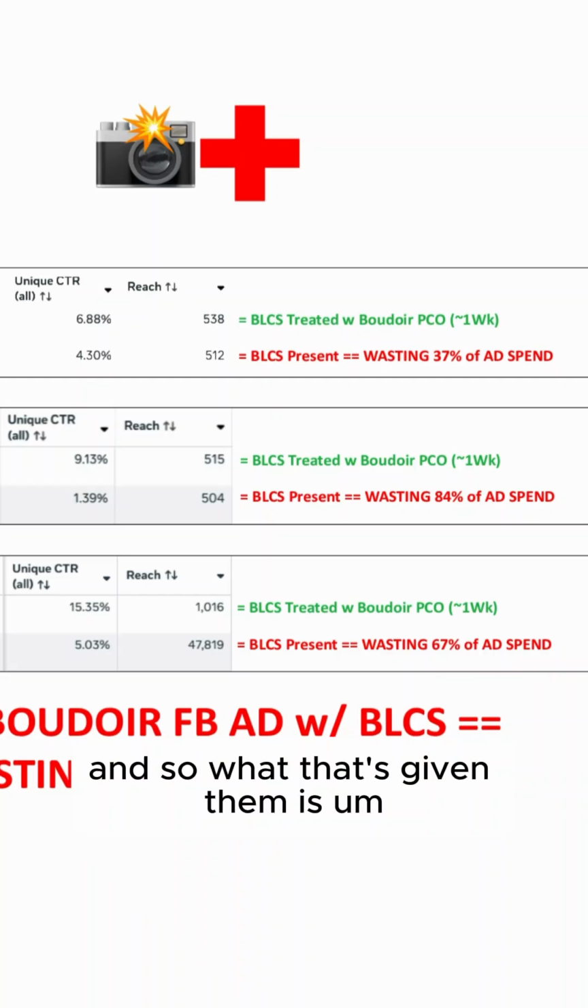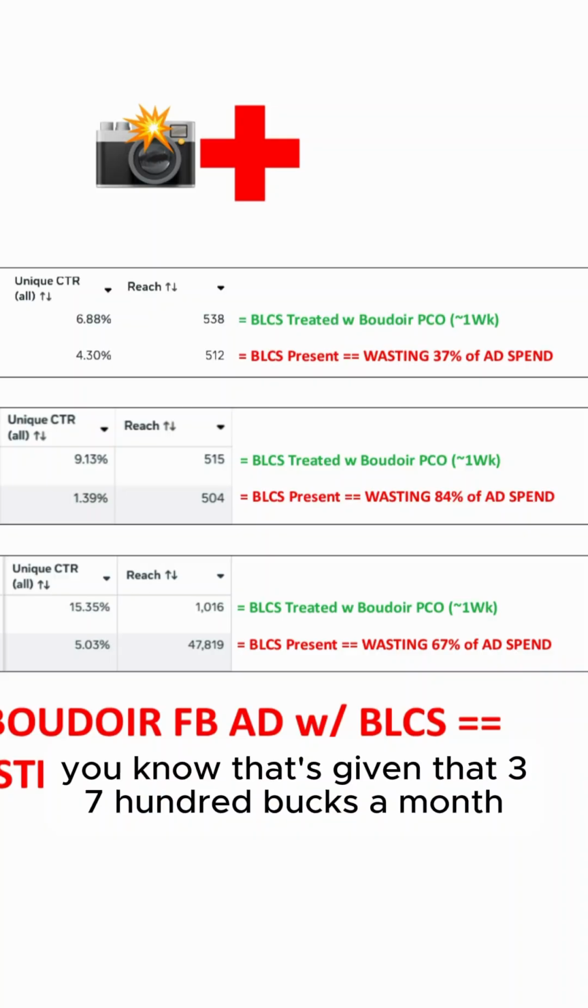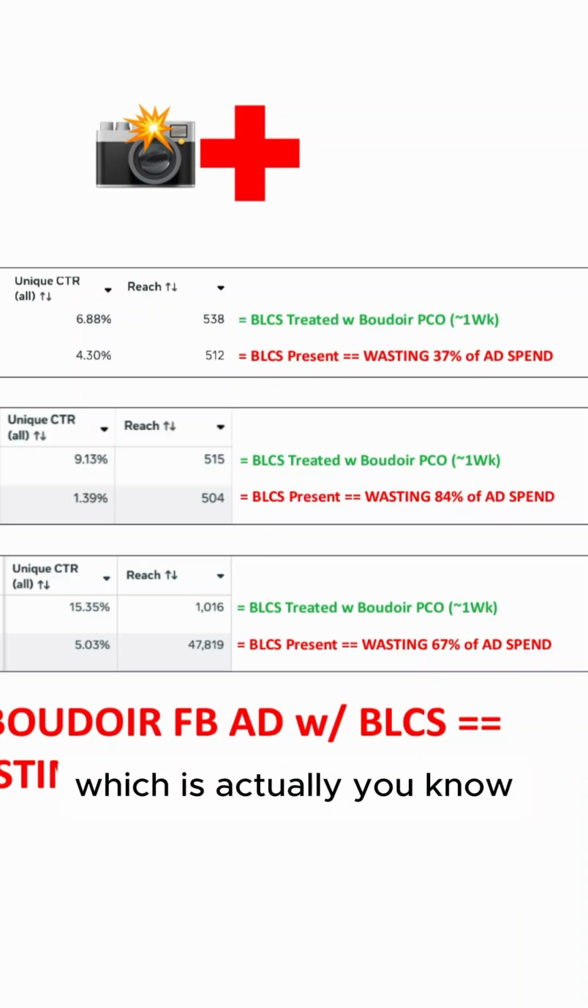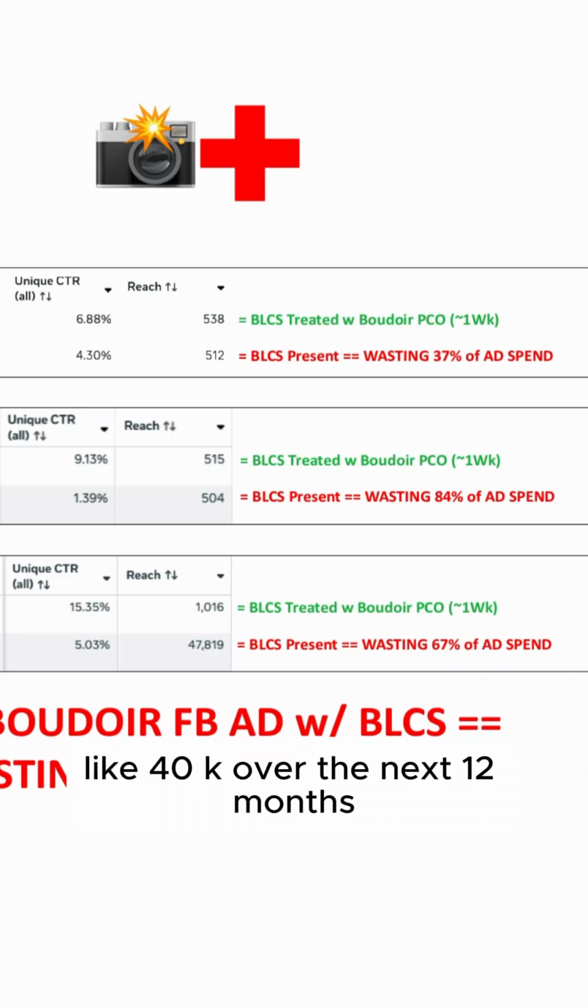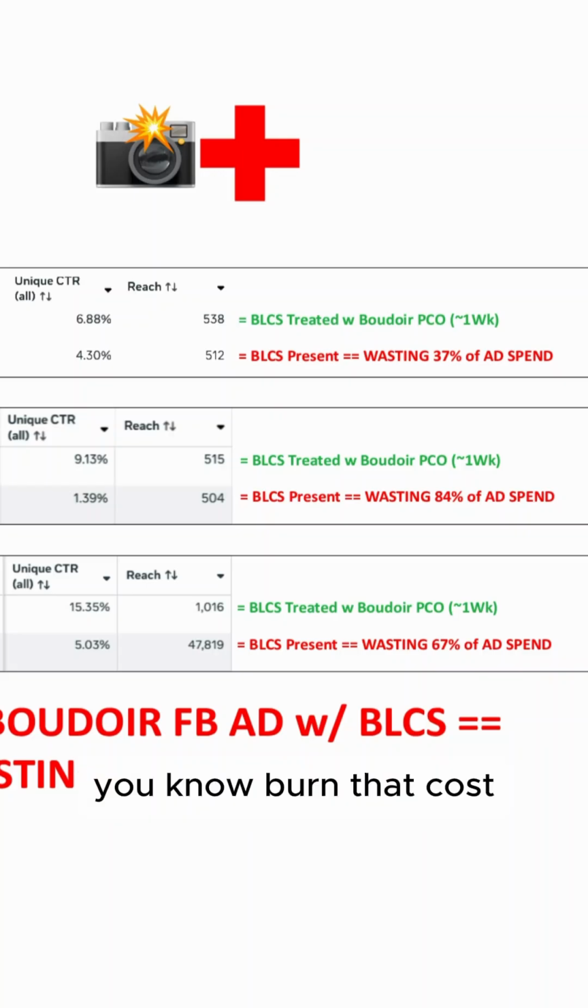And so that's giving them 3,700 bucks a month, which is actually like 40K over the next 12 months, by simply not having to burn that cost.